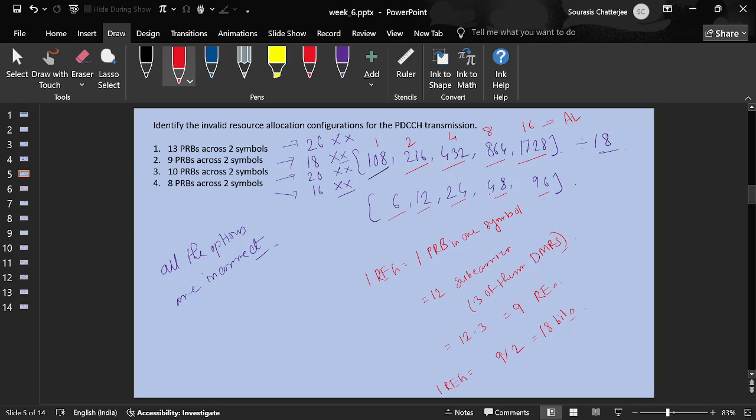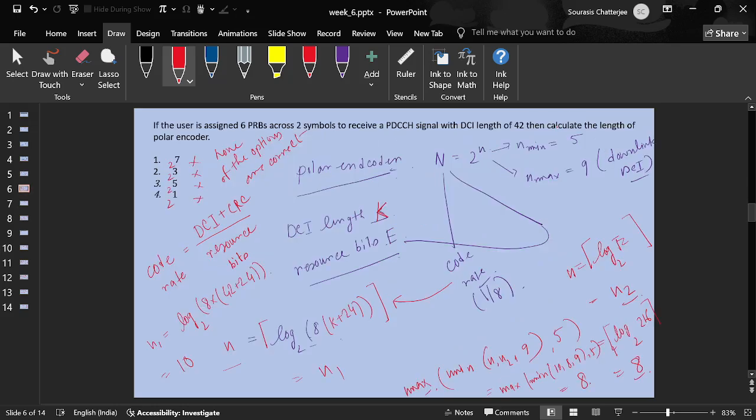So 16 is also not included in the set, so this is also an invalid resource allocation configuration. The only configuration that would be valid would consist of a total number of PRBs that matches one of the numbers in this set: 6, 12, 24, 48, 96. Only then is it a valid resource configuration, otherwise it's not. So in this question all the options are going to be incorrect.